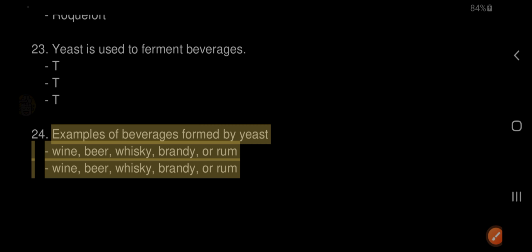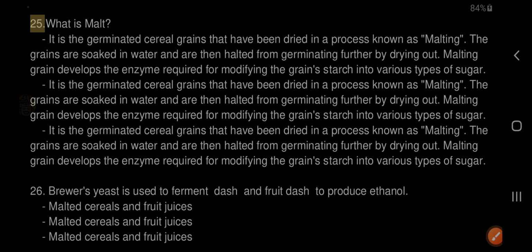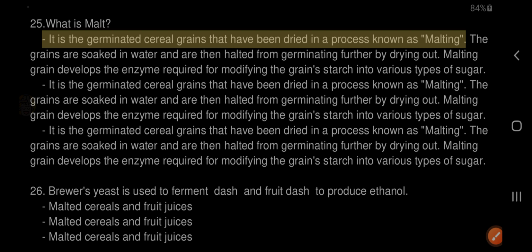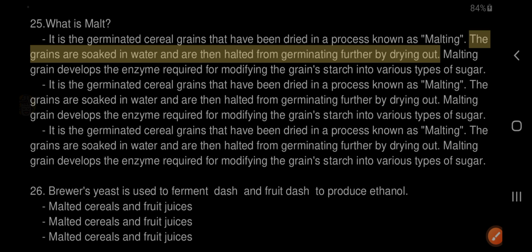25. What is malt? It is the germinated cereal grains that have been dried in a process known as malting. The grains are soaked in water and are then halted from germinating further by drying out. Malting grain develops the enzyme required for modifying the grain's starch into various types of sugar.